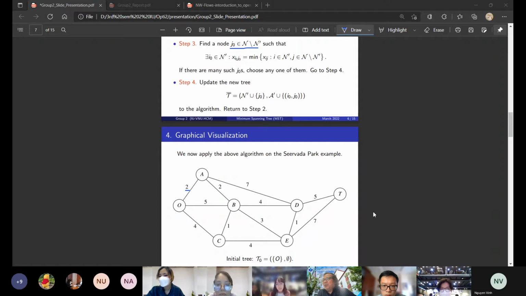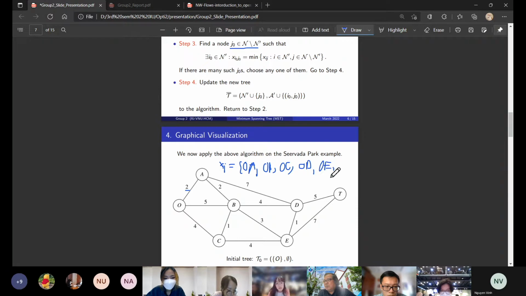So how can you explain now? Okay, so for example, in here Xij is the set of OI, the length of OI: OB, OC, OD, OE, and OT. Yeah, that's right.